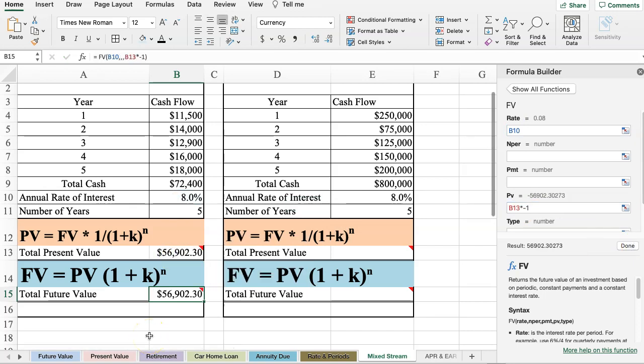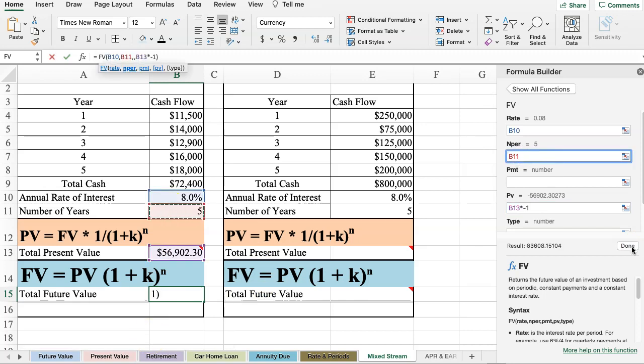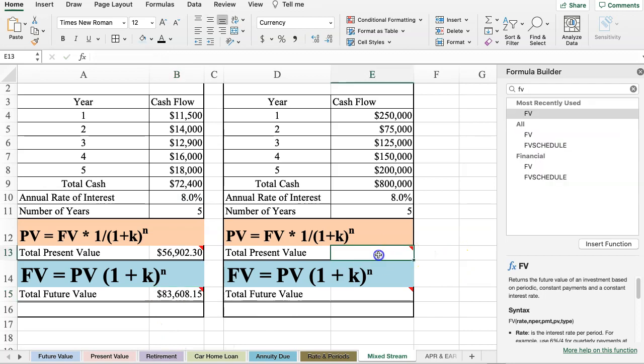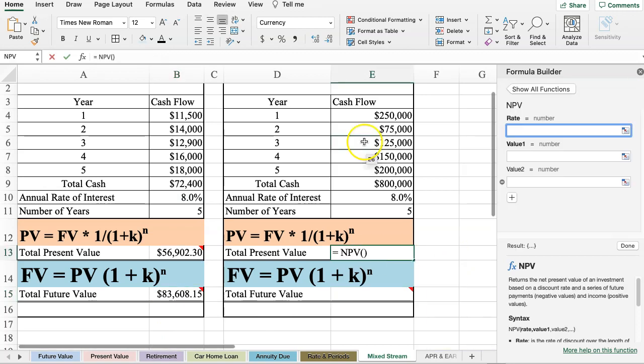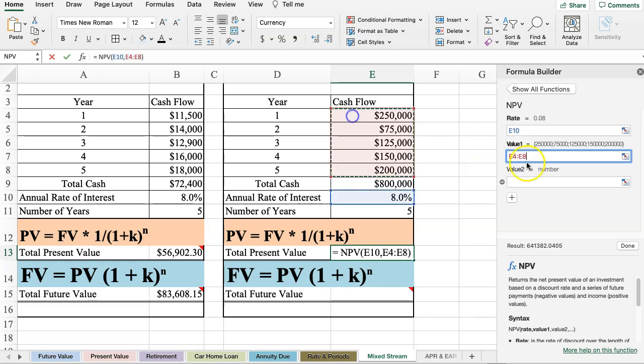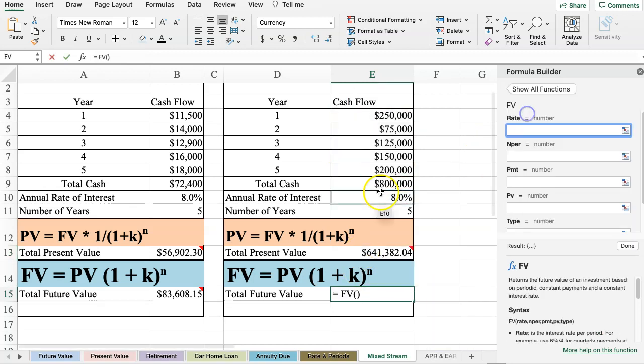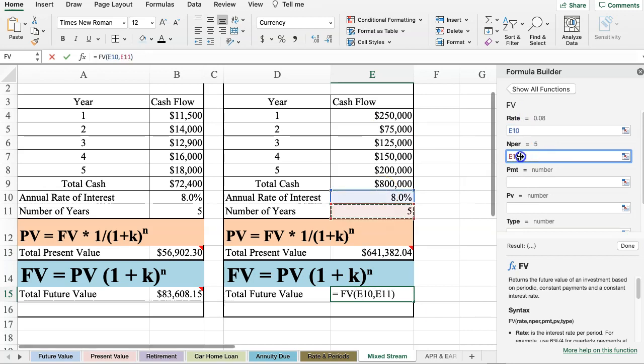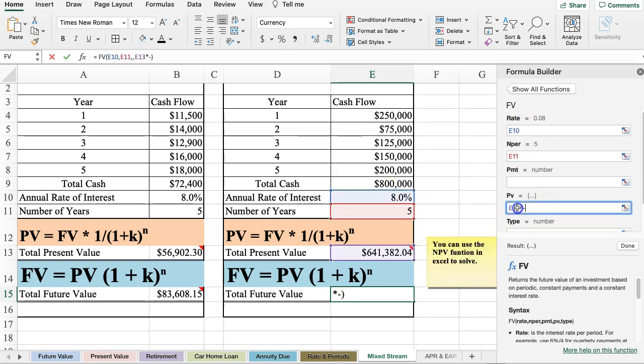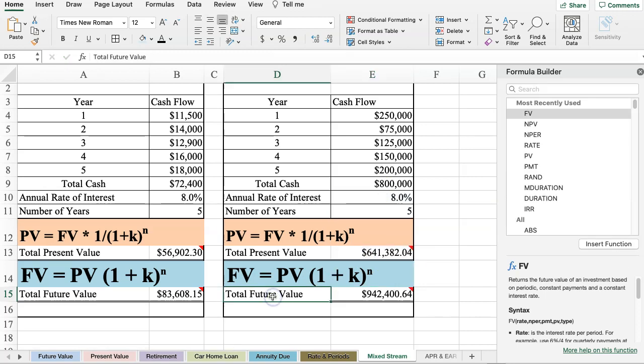Now I need to put in my N per, it's missing. Okay, that's better. Over here, net present value. And then I can just highlight value 5, not the total cash. There is no year 0 here, and done. And this will give me my present value. And then for future value, my present value will be value times -1, it's a number, and that's how we calculate the total future and present value of a mixture of those.